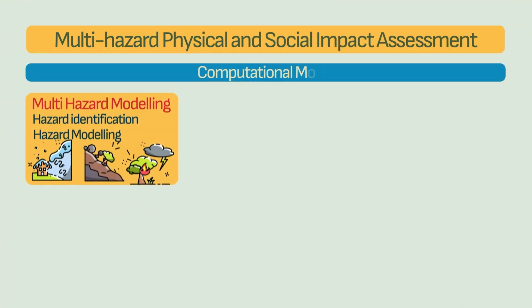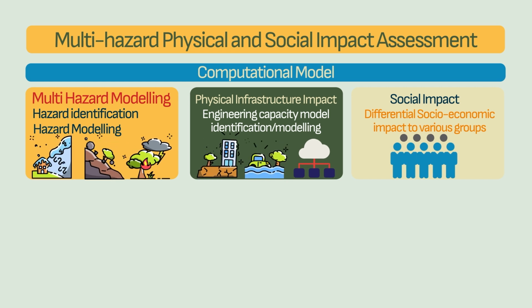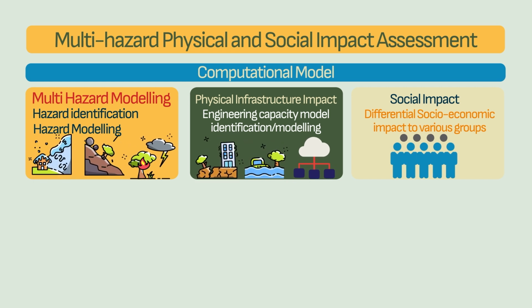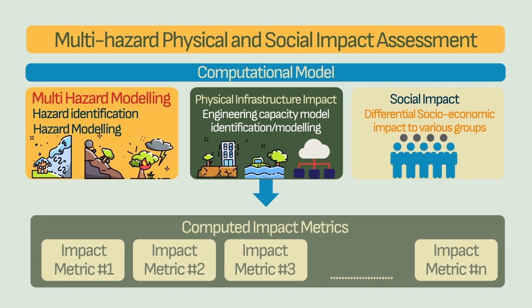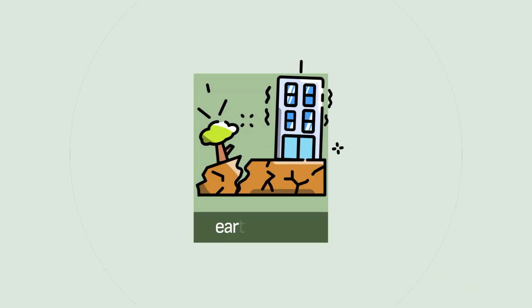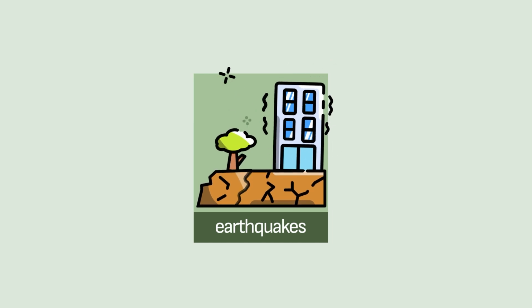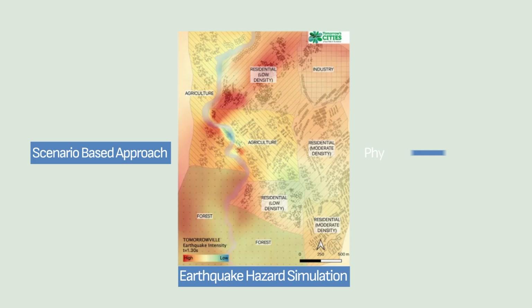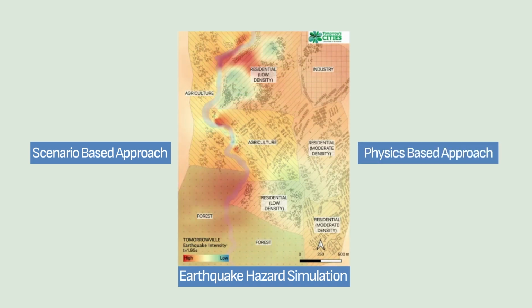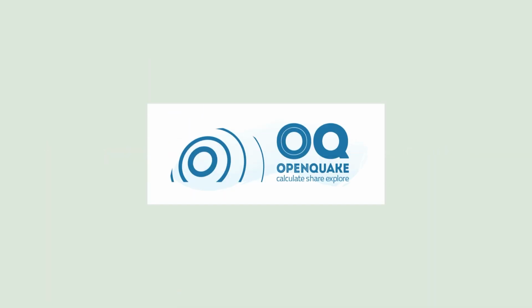We will now dive into what we learn in each of these sessions, which are broadly categorized into multi-hazard modeling, physical infrastructure impact, social impact, and computed impact metrics. Starting with the seismic hazard session, here we develop an understanding of various terms used in seismic hazard analysis, learn about scenario and physics-based approach, and familiarize ourselves in performing basic tasks in seismic hazard and risk analysis using the OpenQuake platform.